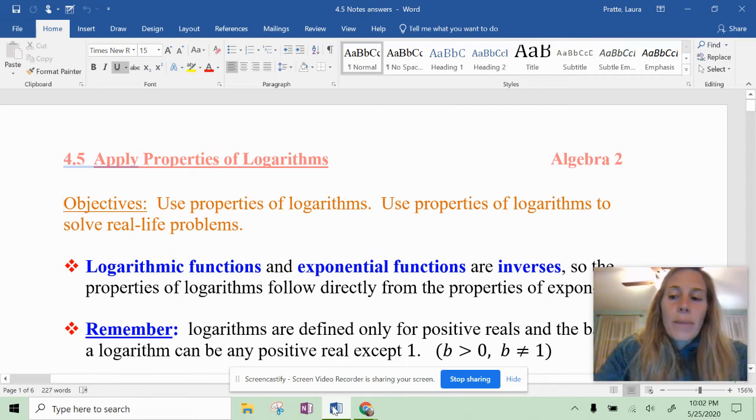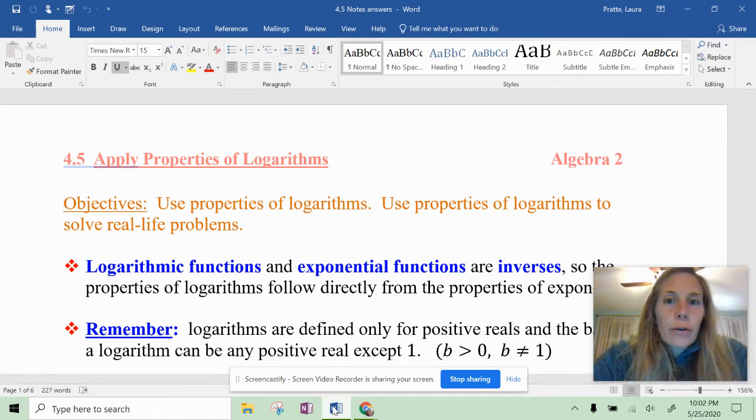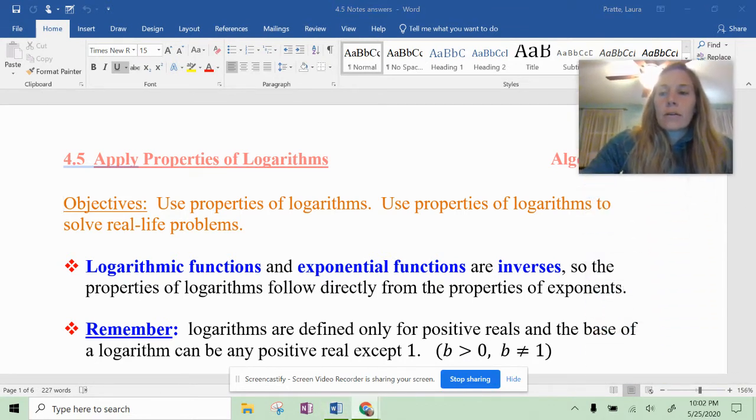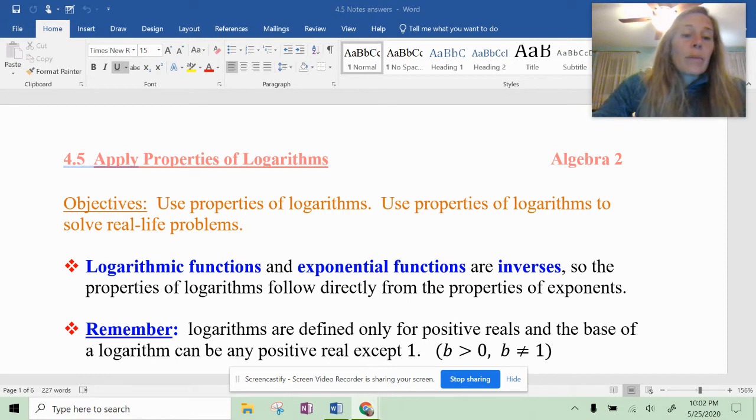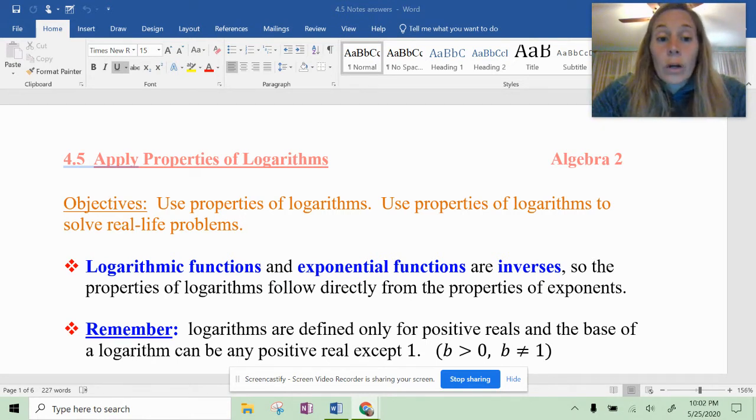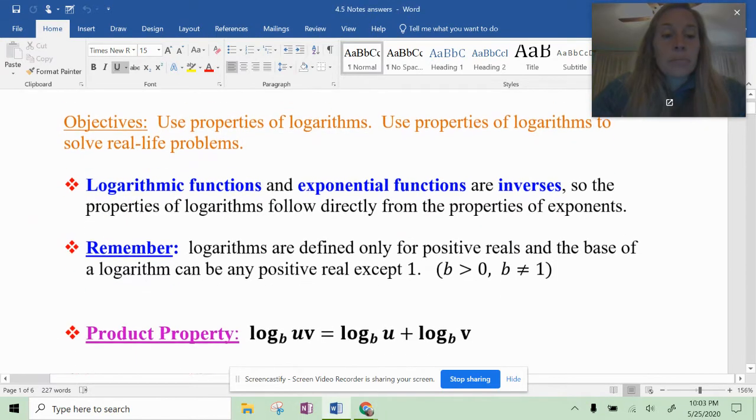Okay, so we are back into logarithms with section 4.5, applying the properties of logarithms. Today we're going to focus on converting logarithms by either expanding them or condensing them, and that will be used to help us solve logarithmic equations in the next section. Our objectives are to use the properties of logarithms to solve some problems.